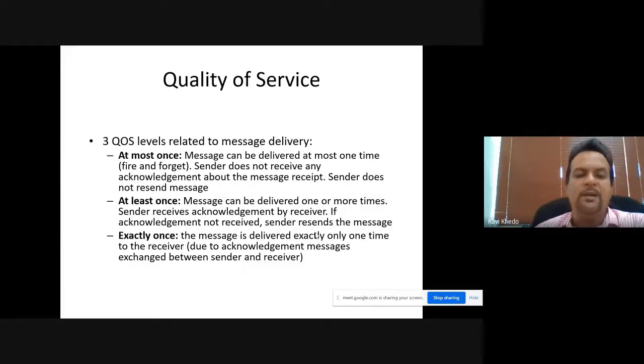And then there's exactly once. The message is delivered exactly one time to the receiver due to acknowledgement messages exchanged between the sender and the receiver. So it's only after exchanging those acknowledgements that we send the message only once. So this is exactly once.